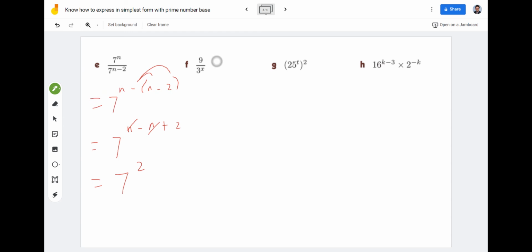F. 9 is 3 squared over 3 to the power of x, which is 3 to the power of 2 take x. 25 we can write as 5 squared times to the power of t, but that's all to the power of 2. So then we just times these all together. 5 to the power of 2 times t times 2, which is 5 to the power of 4t.